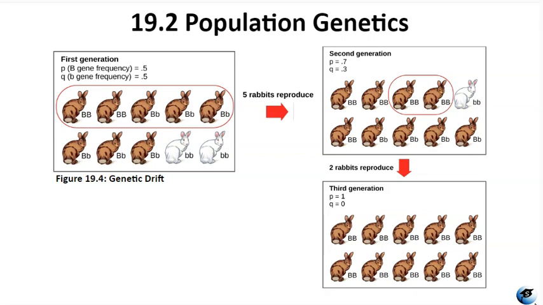Only half the individuals reproduce, resulting in a second generation with P and Q values of 0.7 and 0.3 respectively. Only 2 individuals in the second generation reproduce, and by chance these individuals are homozygous dominant for brown coat color. As a result, in the third generation the recessive little b allele is lost.